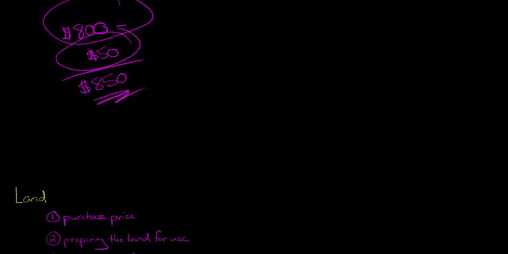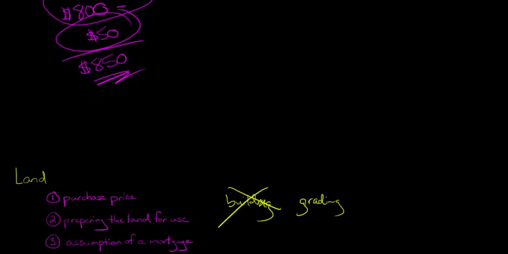And what it means when I talk about preparing the land for use is, let's say there's an old building, right? There might be an old building there that you have to remove in order to build a new building. Right? Or you might have to do grading or clearing of the land and so forth. You're going to incur some costs to be able to build this building. So any cost preparing that land, getting it ready for that new building, those are going to be part of that asset's initial value, of this land's value.